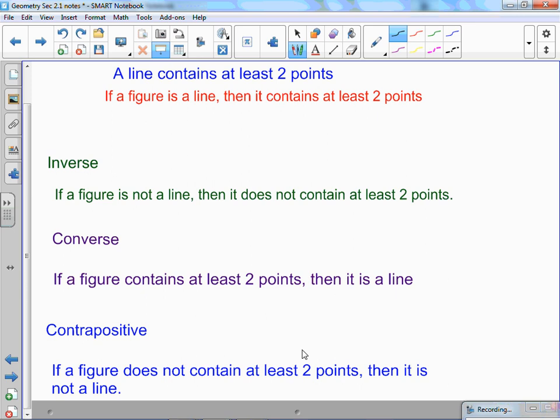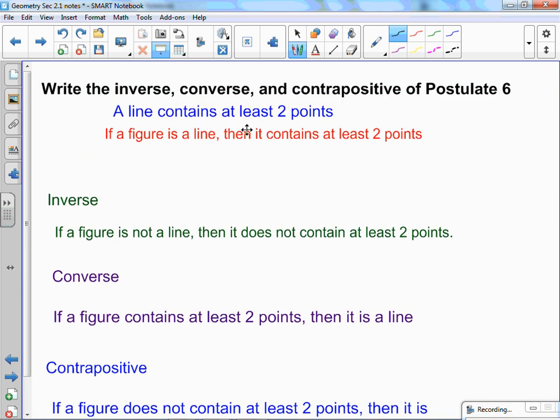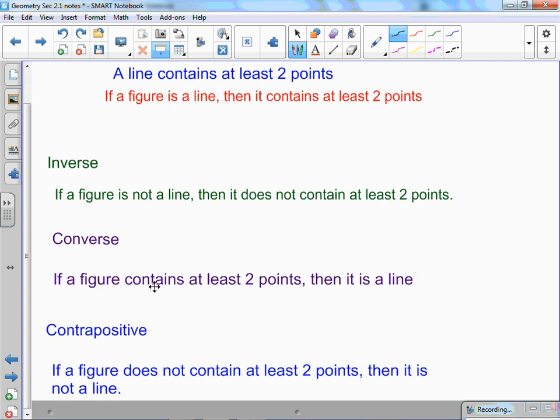And one thing about it, whenever we create the inverse, converse, and contrapositive, we don't always make a true statement. Right? If a figure contains at least 2 points, then it is a line. There could be a plane that has at least 2 points. It's going to have 3, 4, 5 points on it. So just because it's got at least 2 doesn't make it a line. So not all variations of the conditional statement are going to be true statements.